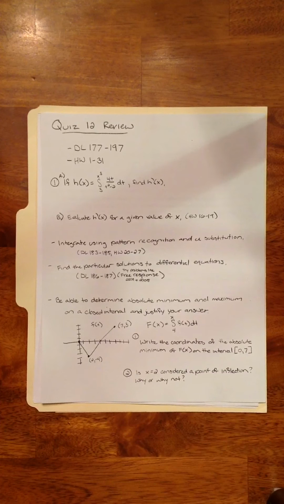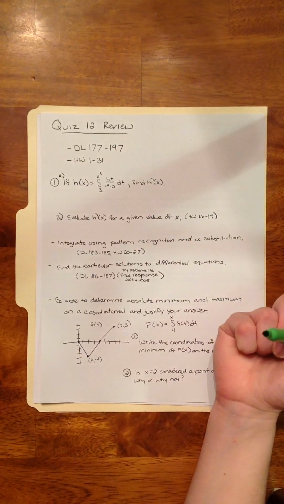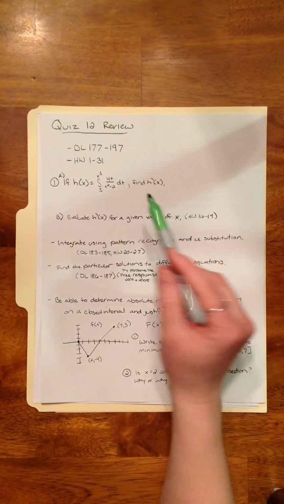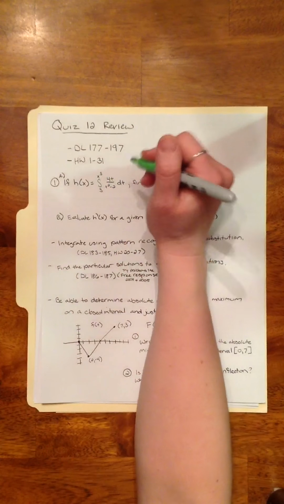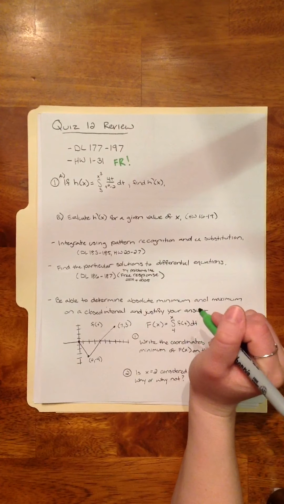So a couple things that I want you to look through: one, make sure that you look through your daily lessons from 177 and 197 specifically. There could be older stuff on there, but that's kind of the main part of this. And your homework from 1 to 31, and also free responses. So make sure you're looking through those also.